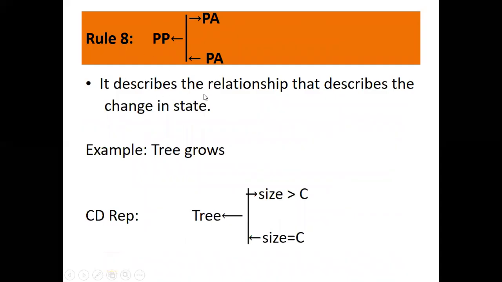Rule 8 describes a relationship that describes the change in state. Again, this is an attribute, an attribute of a picture producer. Simple example: tree grows. So your picture producer is the tree. Its attribute is its size, which was C, and after some time, the size has increased. It is greater than C.